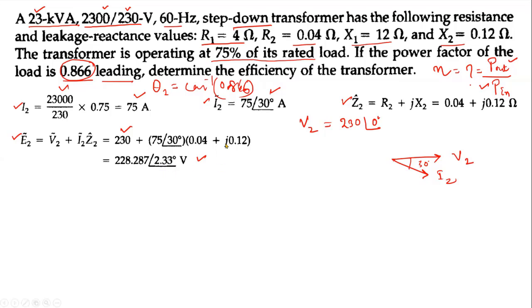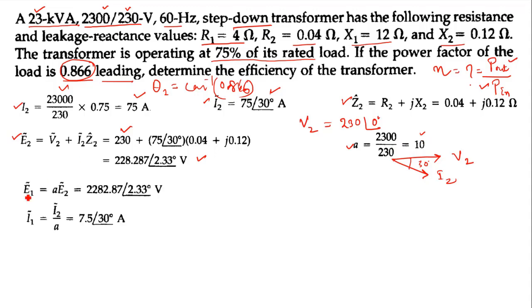After finding E2 I can find E1 because I know the transformation ratio. The transformation ratio is 2300 by 230, so it is 10 here. E1 is nothing but A E2, so A is given as 10 and E2 I know, so I can find E1. Hence I can know I1 also. I1 will be I2 by A, so it will become 7.5 at angle 30 degrees, right? So I know E1 and I1.